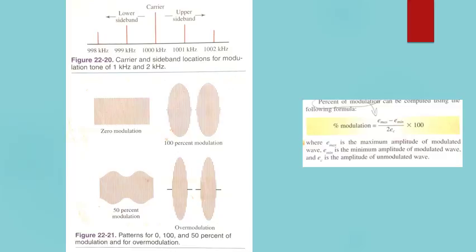Overmodulation is caused when modulation increases the carrier wave to over 2 times its peak value. At negative peaks, the waves cancel each other and leave a straight line of zero value. Overmodulation causes distortion and interference called splatter. The percent of modulation can be computed using the formula shown on the right side of the screen. Percentage of modulation equals Emax minus Emin, divided by 2EC, times 100, where Emax is the maximum amplitude of the modulated wave, Emin is the minimum amplitude of the modulated wave, and EC is the amplitude of the unmodulated wave.